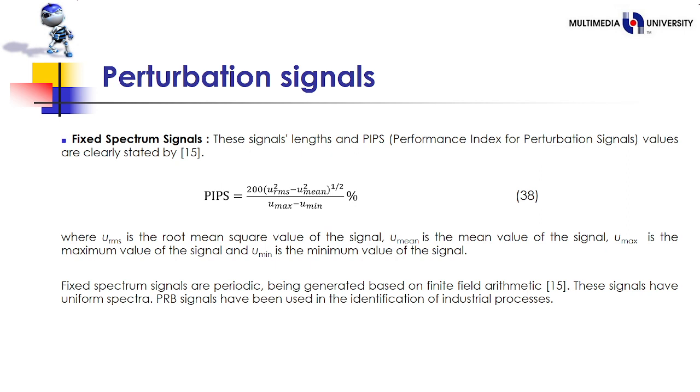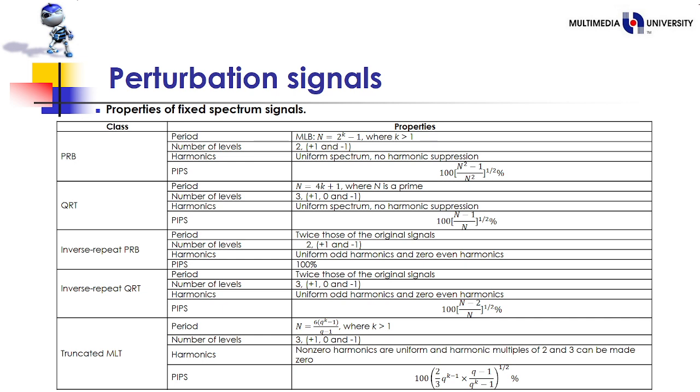These fixed spectrum signals are periodic, being generated based on finite field arithmetic. Those signals have uniform spectra. PRB signals have been used in the identification of industrial processes. The properties of fixed spectrum signals. PRB: number of levels equals 2, harmonics uniform spectrum, no harmonic suppression.